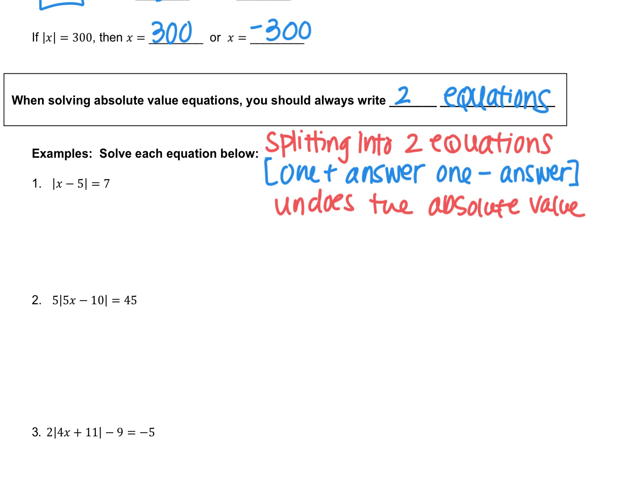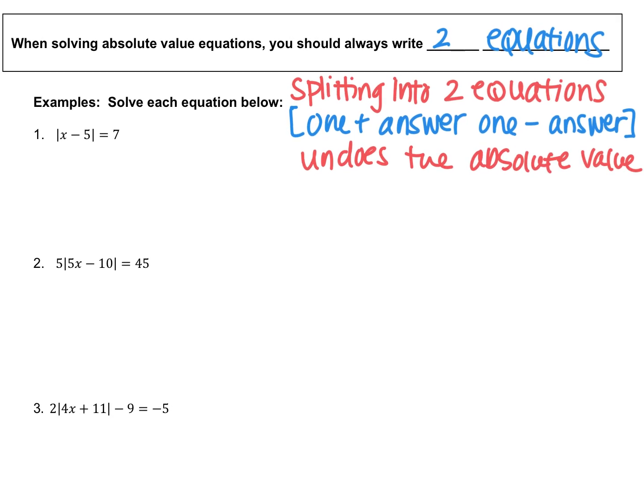So we're going to split into 2 equations, one that has a positive answer, one that has a negative answer, and that basically takes care of the fact that it's absolute value. But we will get 2 answers for all of our absolute value equations, okay? We're going to have two answers for number one.